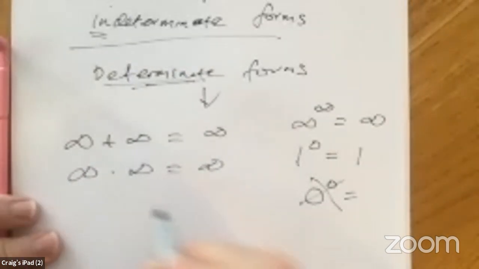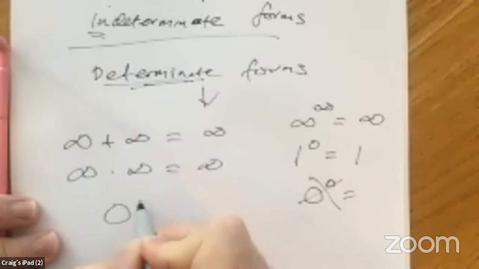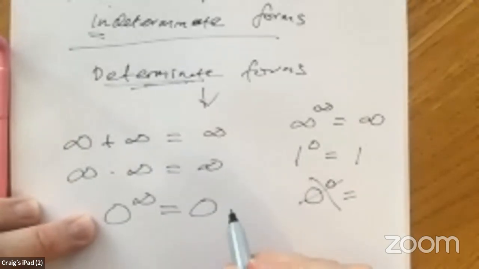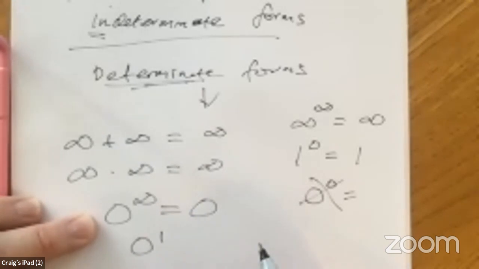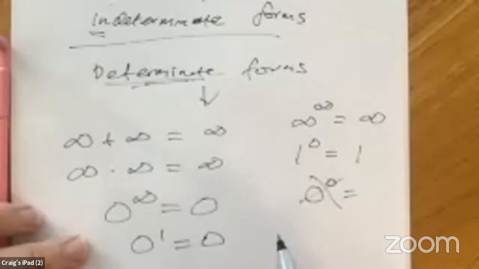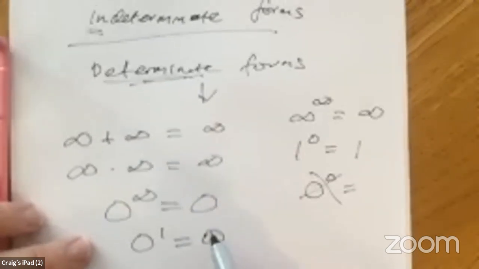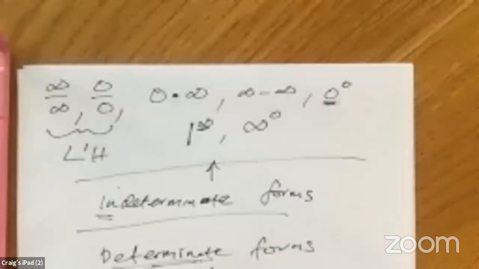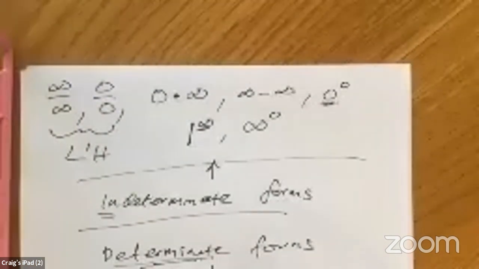Okay, let's get into some actual examples here. But there are a couple left that I didn't do. 0 to the infinite power, that's always just 0. 0 to the 1 power, that's always just 0. So there are certain combinations that are clear, and certain combinations where it's not clear what the answer is going to be. And let's do an example.